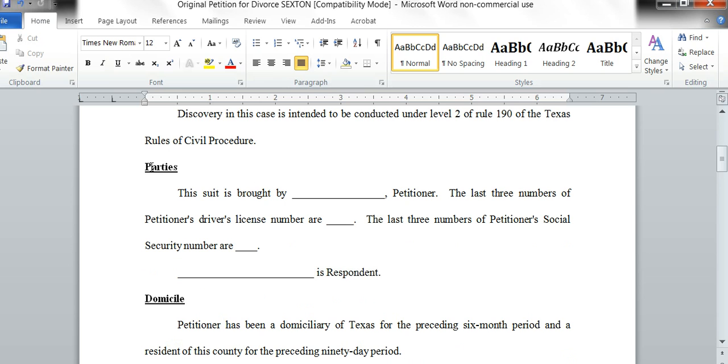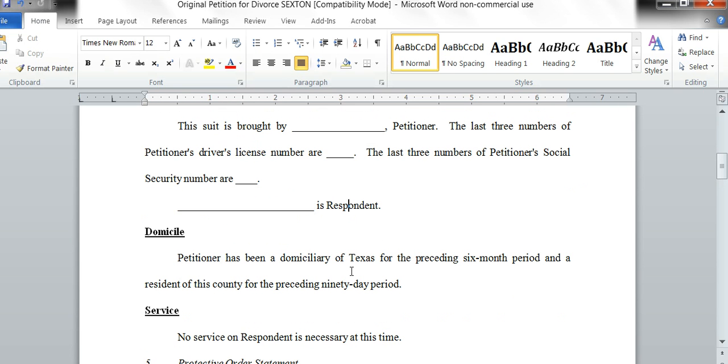The next part of this paragraph is to identify the respondent. John Doe is the respondent. And for the remainder of this petition, we're going to identify the parties to the divorce by either petitioner, the person bringing the divorce, or respondent, the person on the other side of the divorce, if you will.